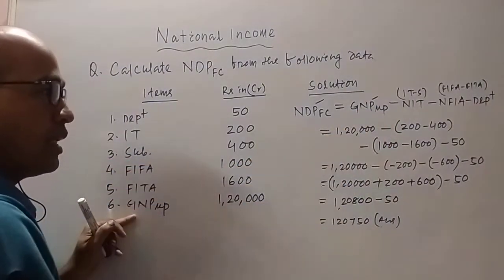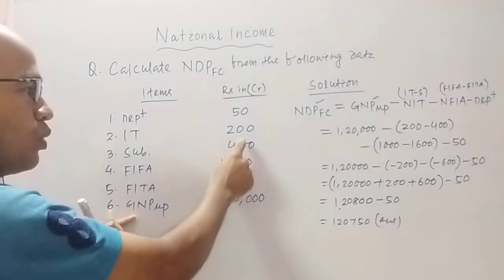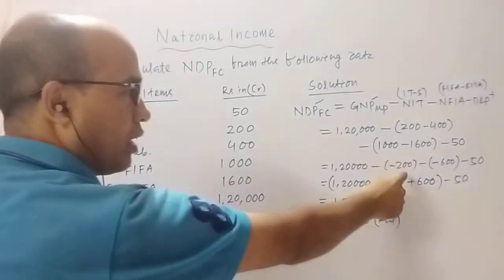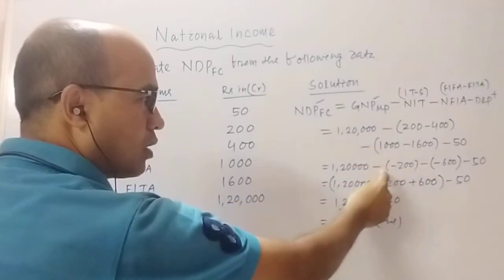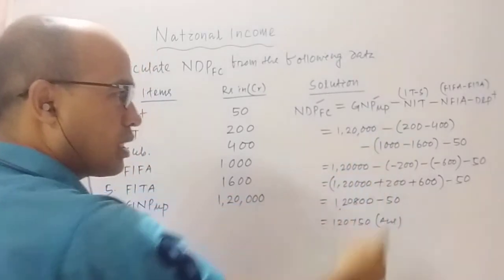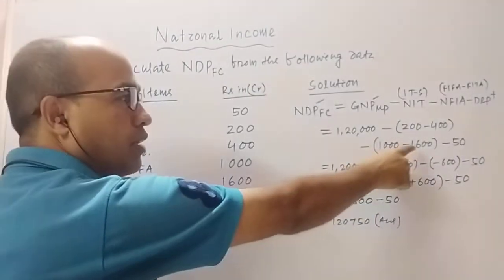After that, NIT is not there, so what do you do? NIT minus a subsidy: 200 minus 400, you find minus 200. But before that, the bracket had a minus, so minus into minus gives plus 200. After that, NFI is not there, but FIFA and FITA are written.